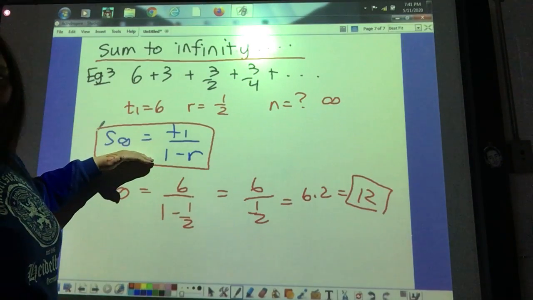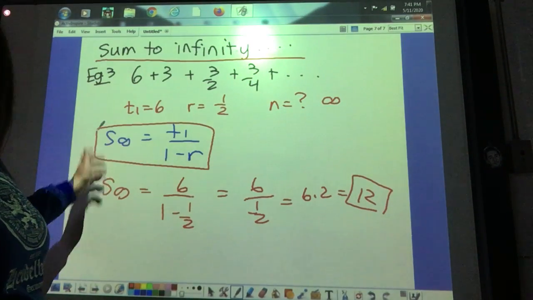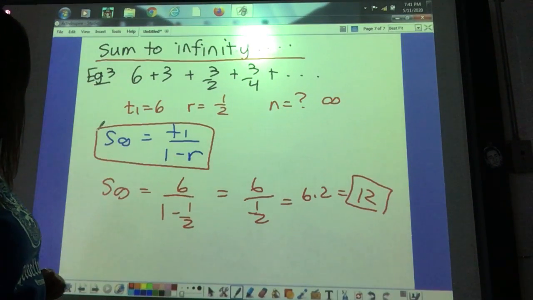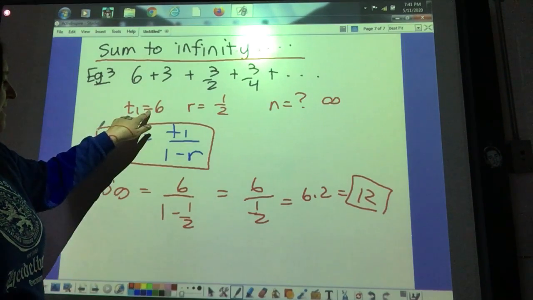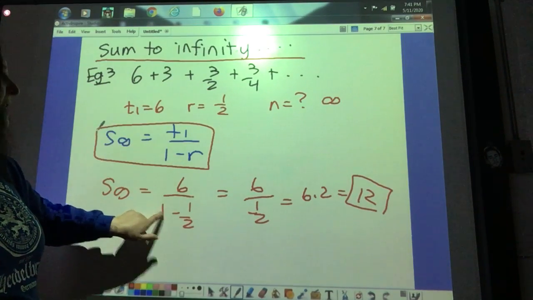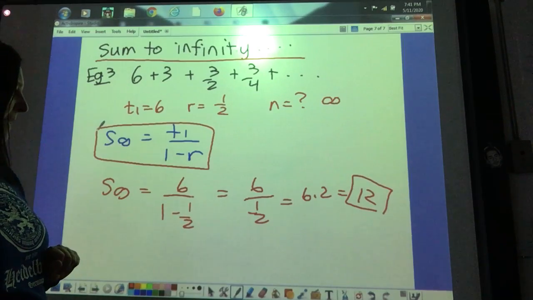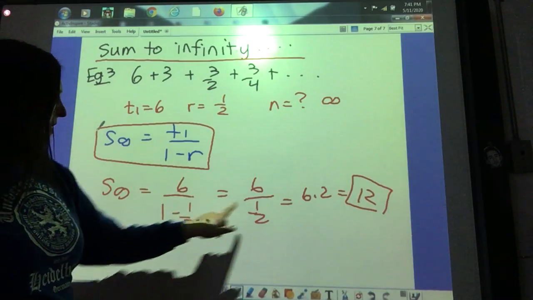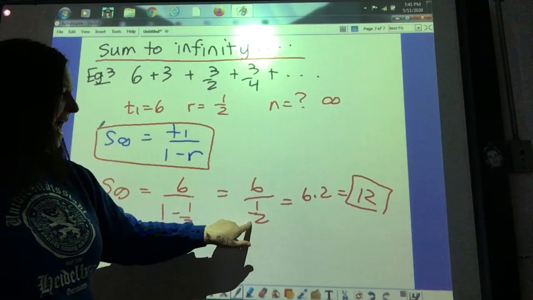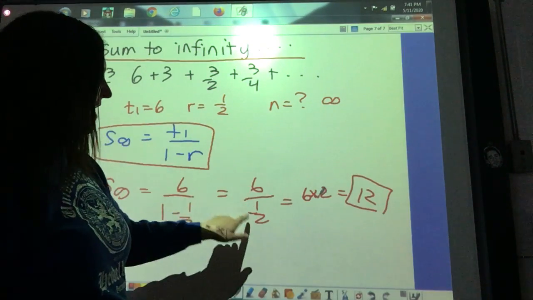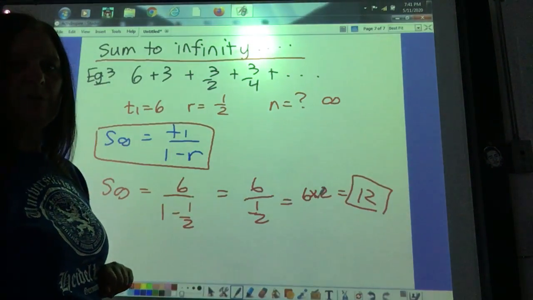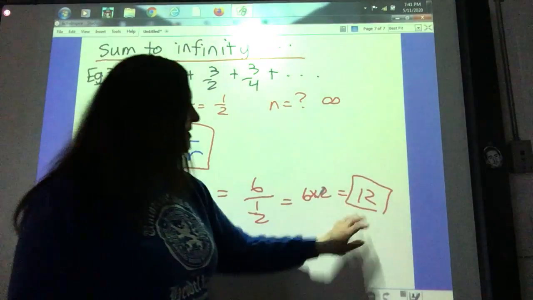So we use our formula, really simple compared to the sum formula we've been using last class. So the sum to infinity, our T1 value was 6, 1 is part of the formula, and R is 1/2. So again, 1 minus 1/2 is a half, 6 divided by a half is the same as, that's not 6.2, that's 6 times 2. Divide a fraction by a fraction, you multiply by the reciprocal, remember our rational unit, so 6 times 2 is 12.